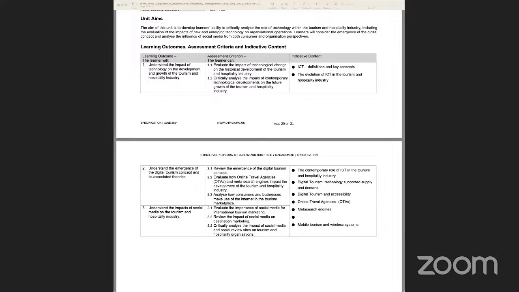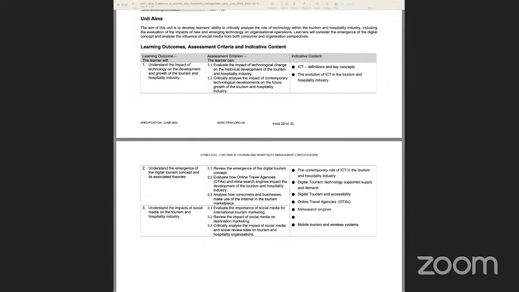As a concept, I managed to find a picture which aptly summarizes this concept. In this particular learning outcome, we are looking at a couple of things with regards to three assessment criteria. One, we'll understand what digital tourism is, essentially understanding the use of the word digital in the context of tourism. And then we could also look at what comprises a digital tourism landscape.